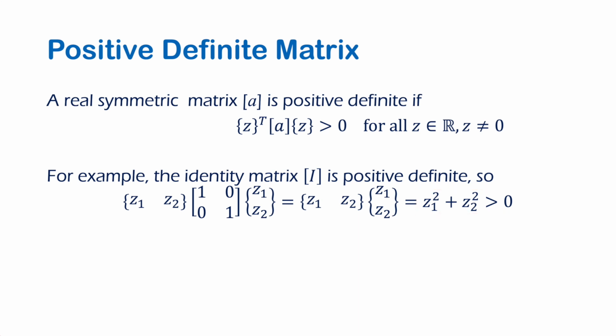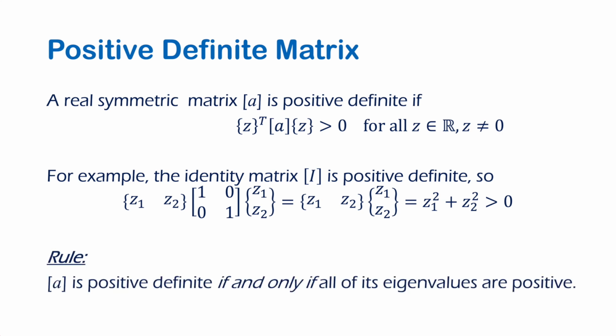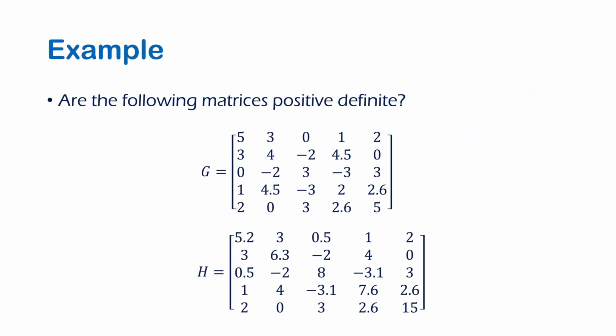The method of vector matrix multiplication shown here is not practical to test whether the matrix is positive definite or not. An easier way is to apply the following rule. A matrix is positive definite if and only if all of its eigenvalues are positive. So, the definiteness of a matrix can be tested by using eigenvalue functions from the linear algebra module of NumPy. In this example, I will show you how to use the eigenvalue functions in NumPy in order to test the positive definiteness of the matrices G and H.